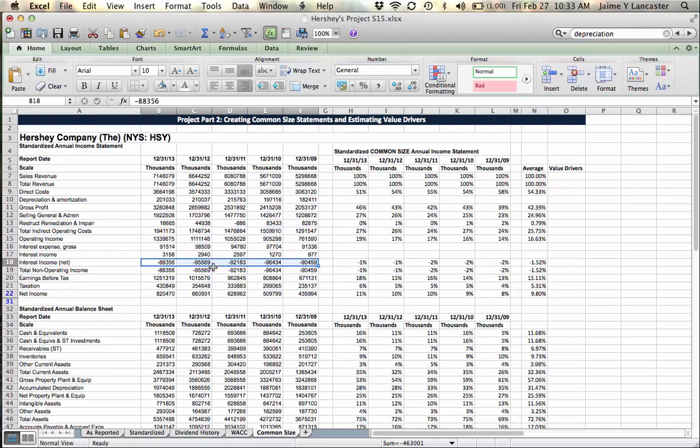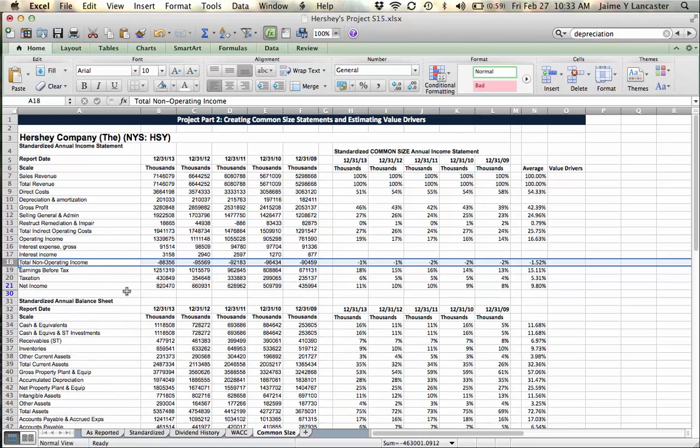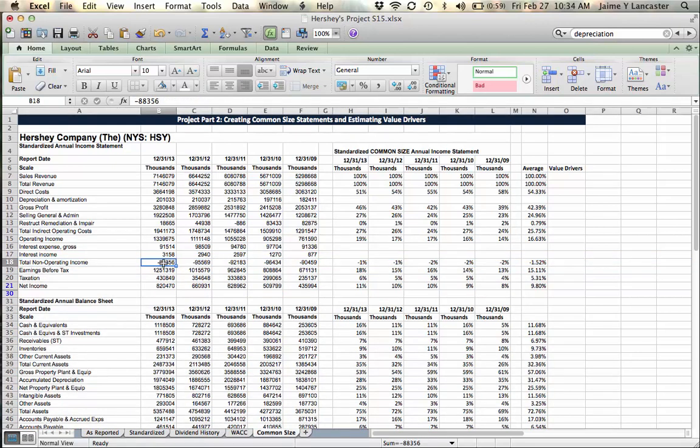And so since now I have my interest income net, and it happens to be exactly equal to my total non-operating income, I can get rid of one of those rows. I can leave them, I can get rid of them, but I'm just going to remove interest income net. I don't really need it, right?